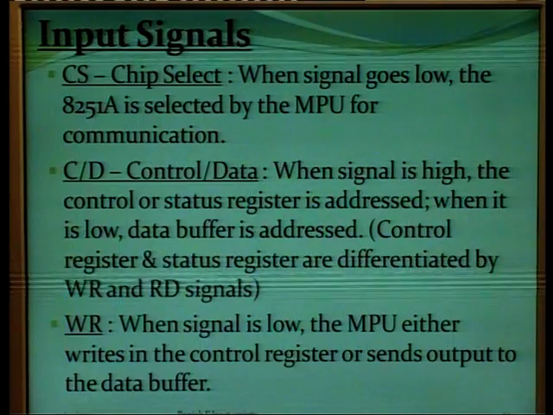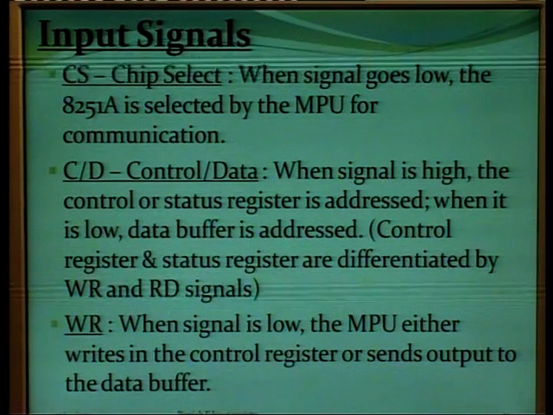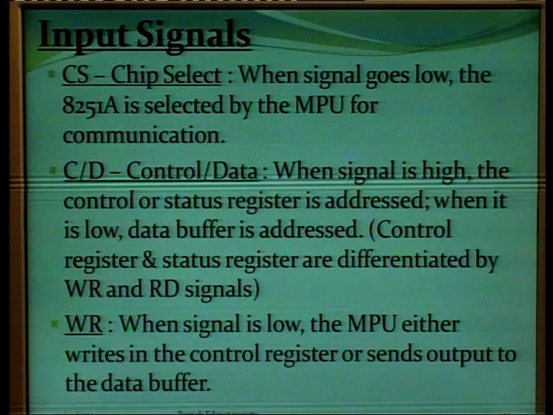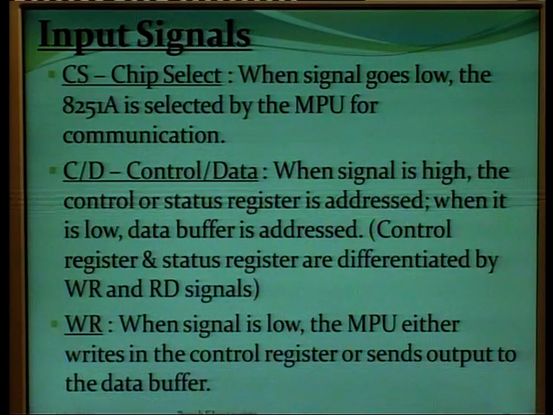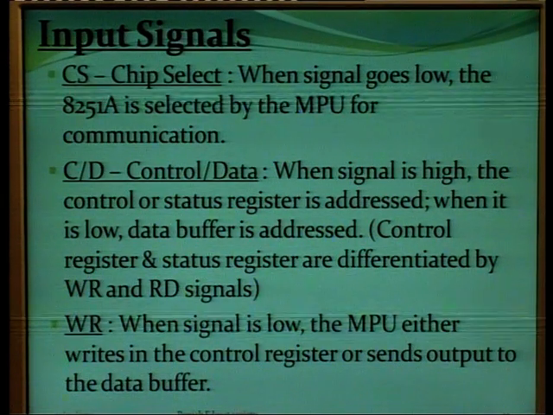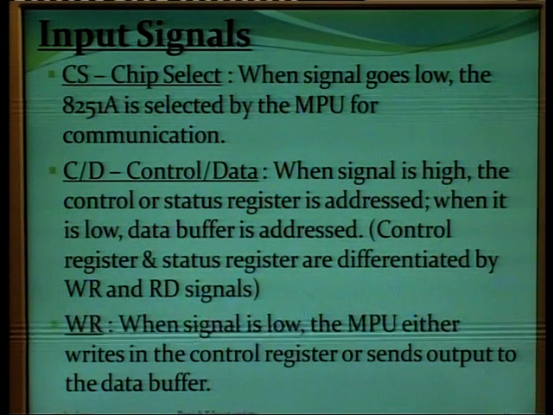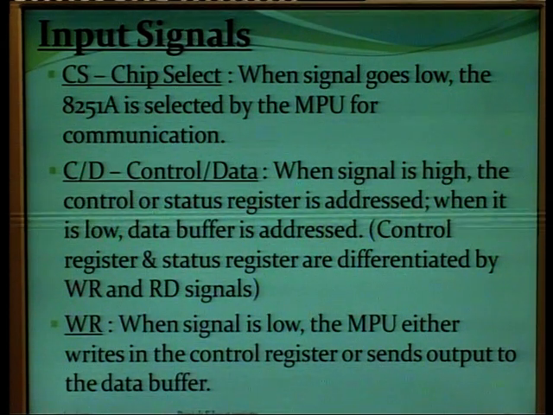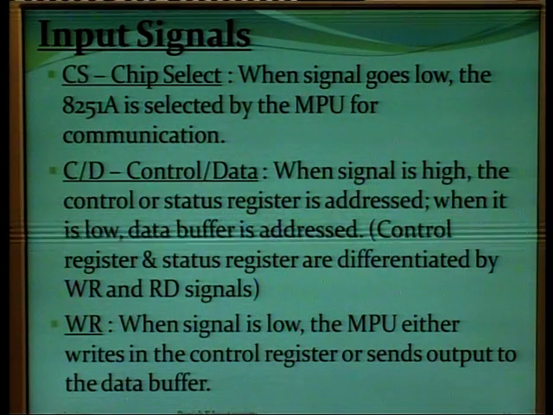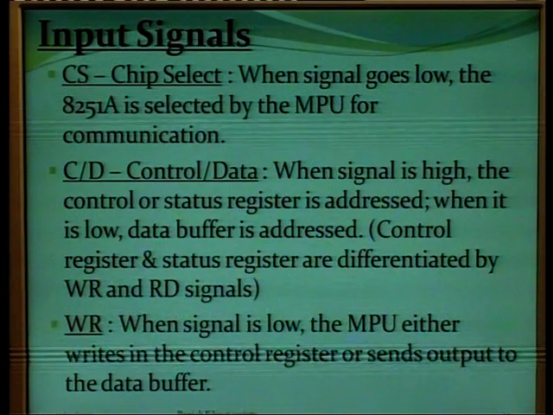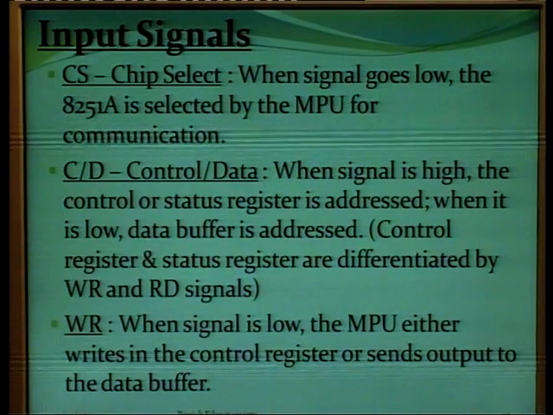Control register and status register are differentiated by write and read signals, because we have to only write in the control register, whereas we have to only read from the status register. So, there is only one register which acts as a control as well as status register, but the read and write functions differentiate whether it is control register or status register. When we are reading, it is status register. When we are writing from microprocessor, it is control register.